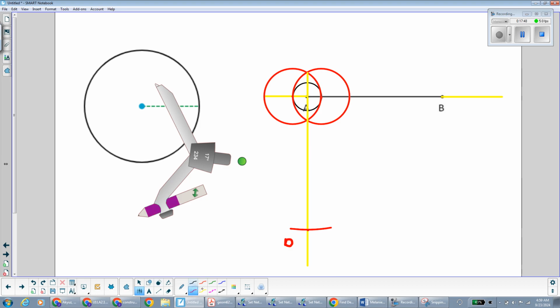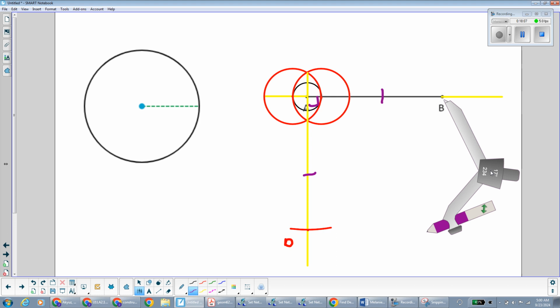I now have AD congruent to AB because I made it the same length. And since I did a perpendicular line through point A, I have a right angle here. I also need a right angle over here on this side. So I'm going to do another perpendicular line through point B. Same construction.